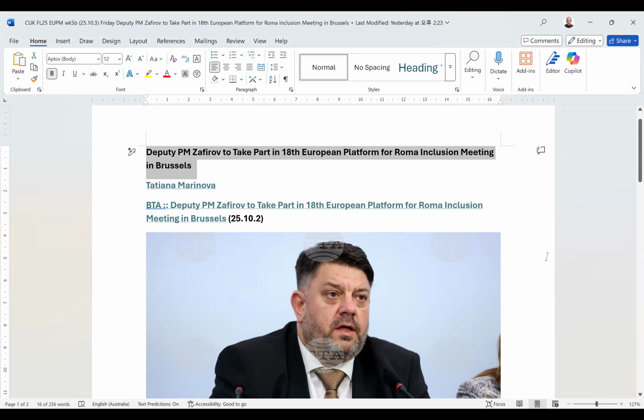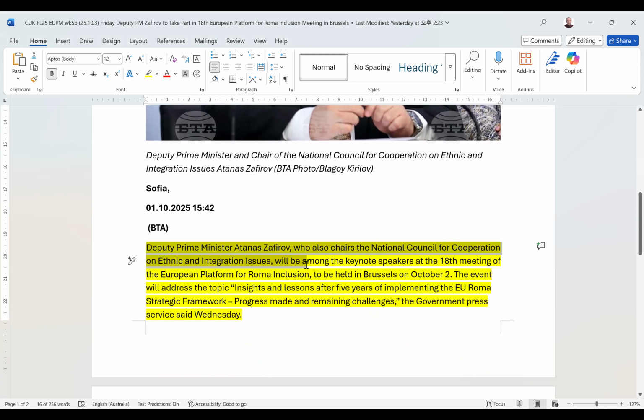So you can see Deputy Prime Minister Atanas Zafirov, who also chairs the National Council for Cooperation on Ethnic and Integration Issues, will be among the keynote speakers at the 18th meeting of the European Platform for Roma Inclusion, to be held in Brussels on October 2nd. So that was yesterday. The event will address the topics, insights, and lessons after 5 years of implementing the EU Roma Strategic Framework, progress made, and remaining challenges, the government press service said Wednesday.